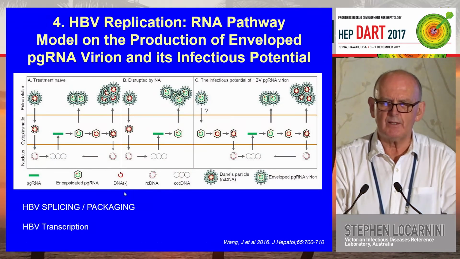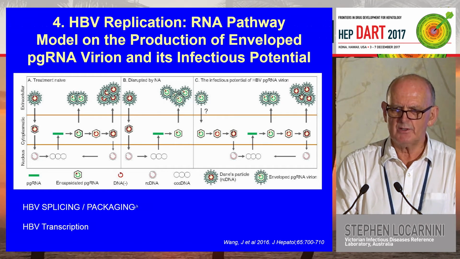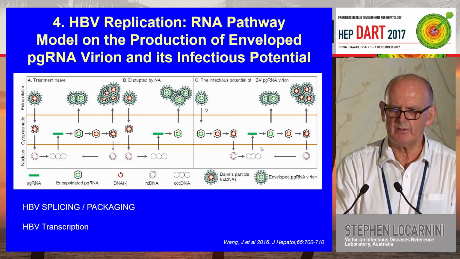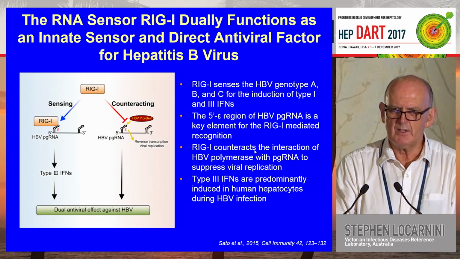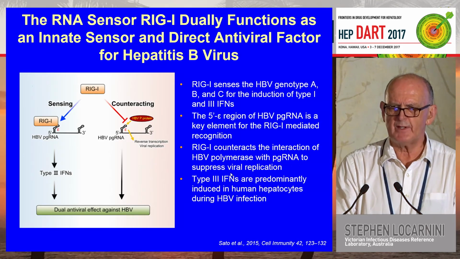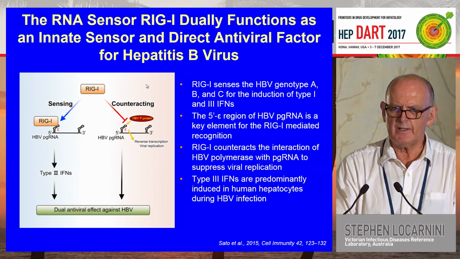So I'll jump over reverse transcription and now look at viral transcription generally from the minichromosome. We've covered genomic replication and its disruption by nucleoside-nucleotide analogues, and now we'll have a look at the packaging of the pregenomic RNA. I snuck this one in because this has been a recent target in the context of a direct-acting antiviral. Now, I'm not saying that RIG-I is one, but we do know that RIG-I has anti-HBV activity.